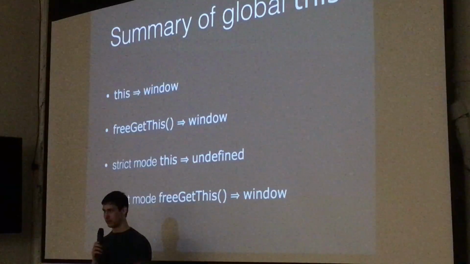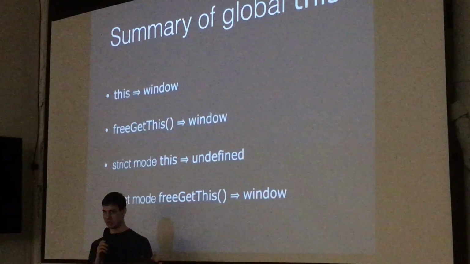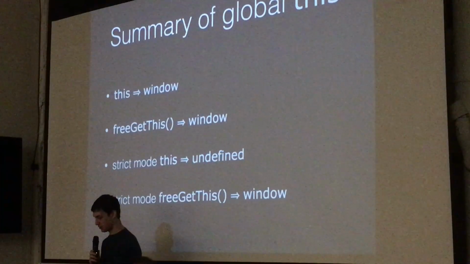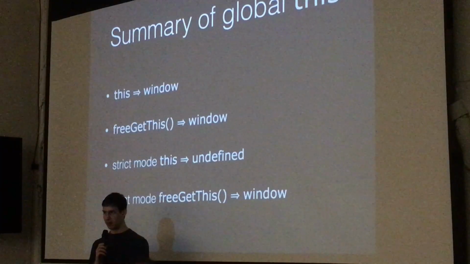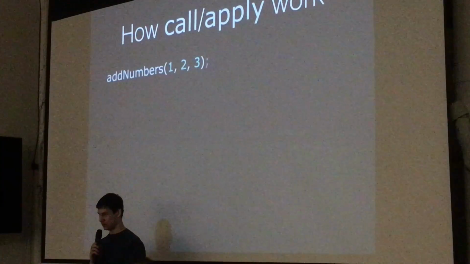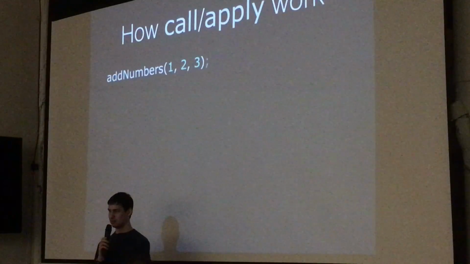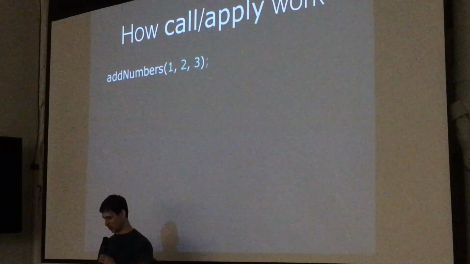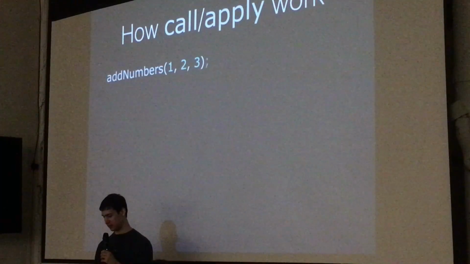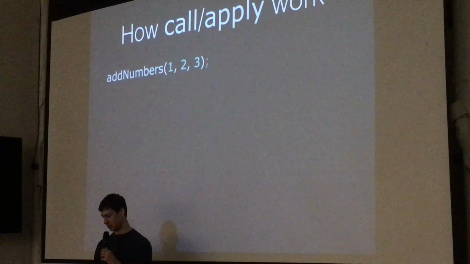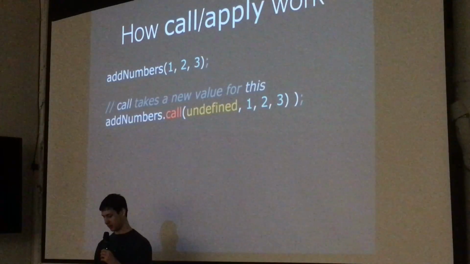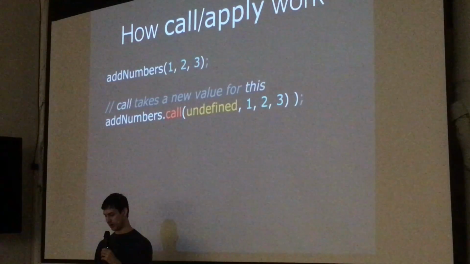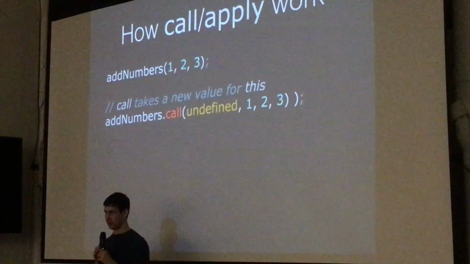Okay, so that's the basics of this. This refers to the parent object at the time of calling. So there are some methods defined on functions that can change what this is. Say we have a function addNumbers, we can call it with some arguments. It'll also work exactly the same if we do addNumbers.call and define this.